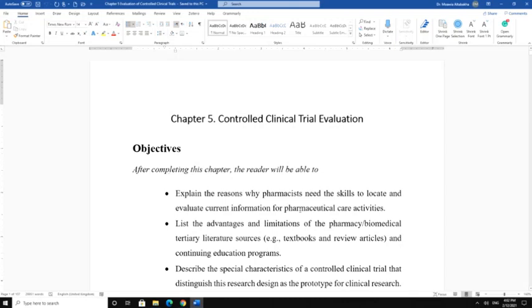Also, you should list the advantages and limitations of biomedical tertiary literature, which you already know, and the continuing education programs. Now, one of the things that happens after you graduate, you may be required to enroll in continuous educational programs. Now, these continuous educational programs can have bias and can be incomplete as well. So you should be able to describe them and talk about the limitations in this type of literature.